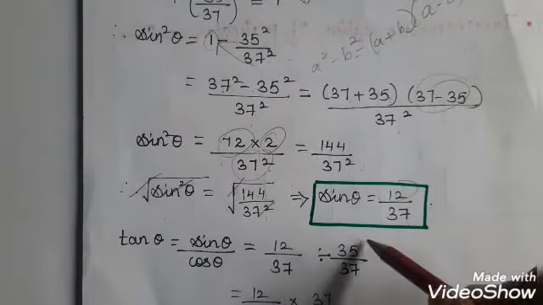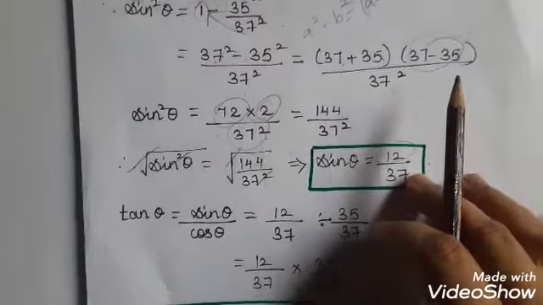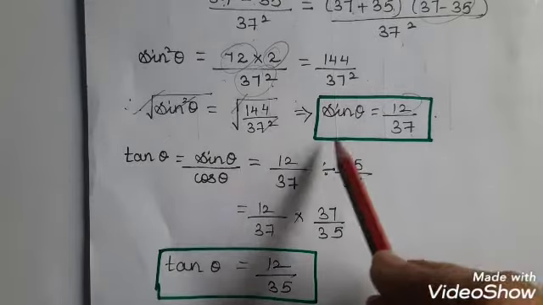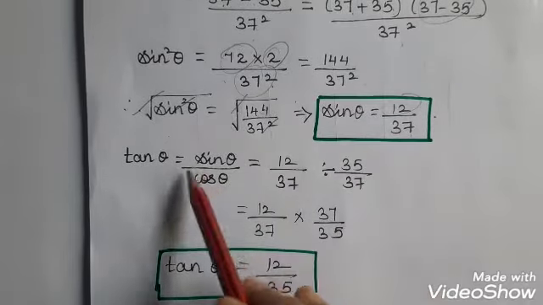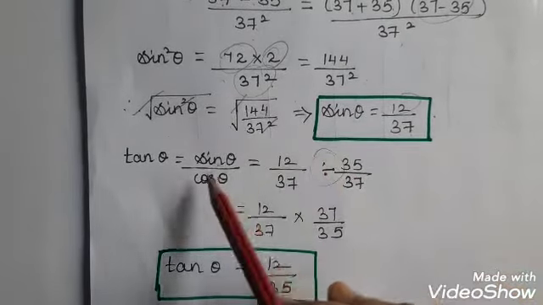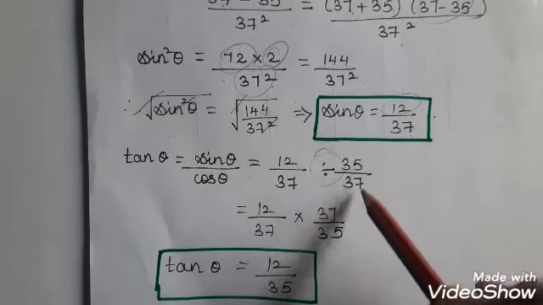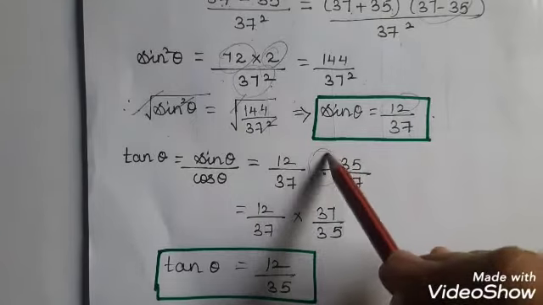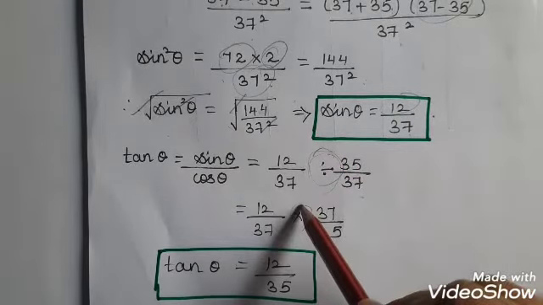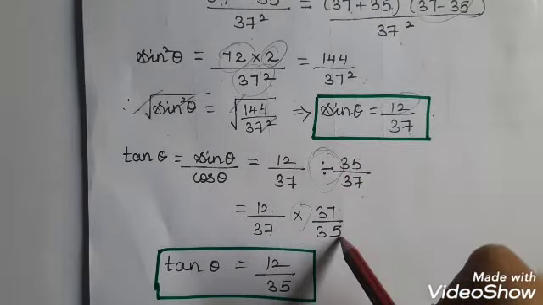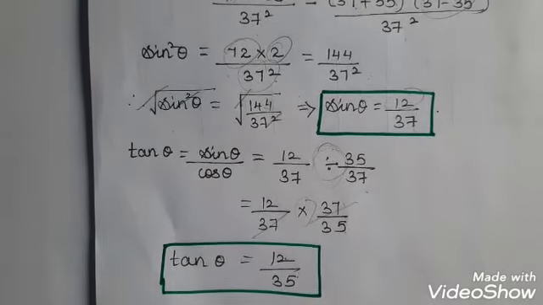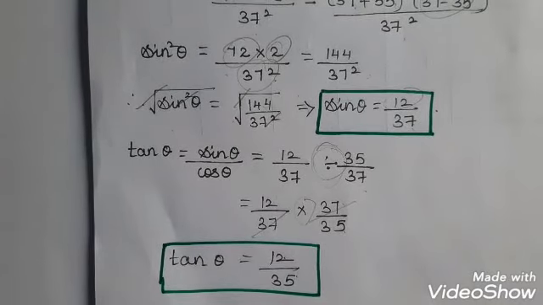Now along with sin theta, I have to find tan theta also. So tan theta is sin upon cos. So sin theta is 12 upon 37. Upon means division. Cos theta is already given to us as 35 upon 37. 12 upon 37, division sign you convert into multiplication, becomes 37 upon 35. 37 gets cancelled. It is left with 12 upon 35. So you get the value for tan theta is 12 upon 35.